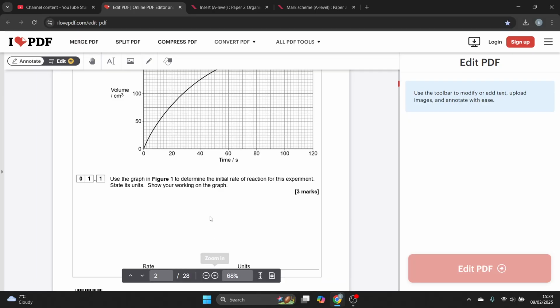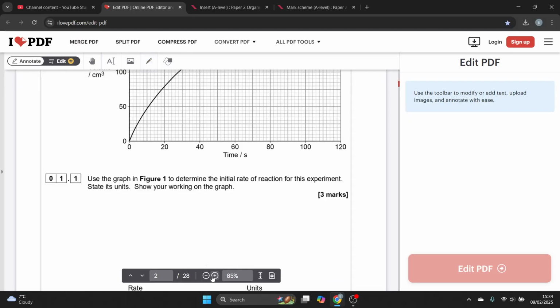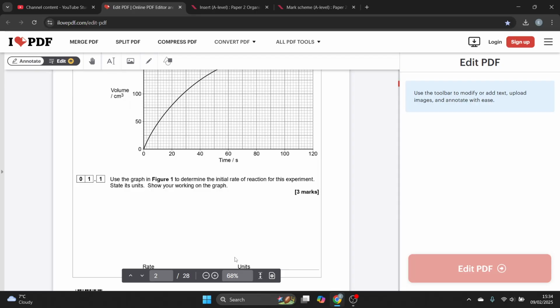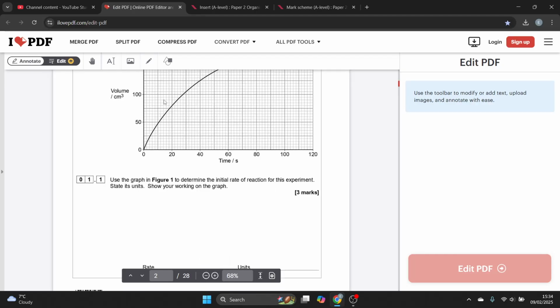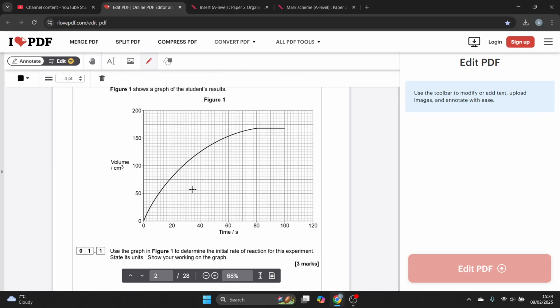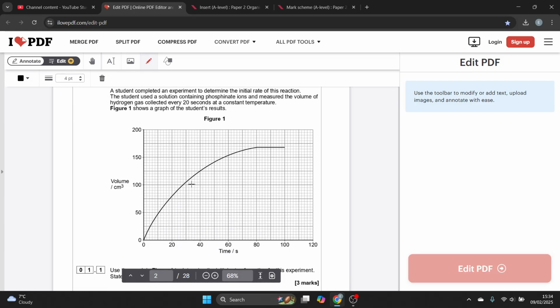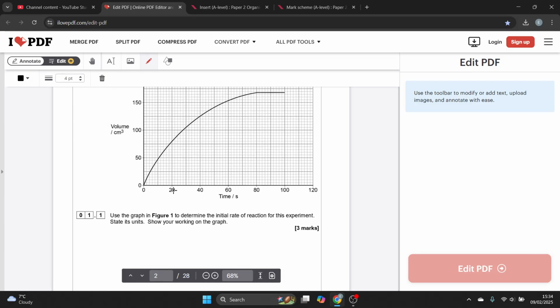Question 1. Use the graph in figure 1 to determine the initial rate of reaction for this experiment, stating units. Okay, so initial rate of reaction of the experiment. I'll go to time equal to 0 and draw a tangent. And then I just do y2 minus y1 over x2 minus x1.